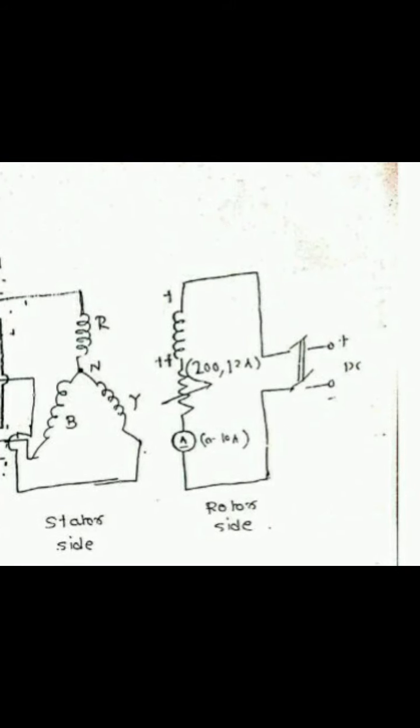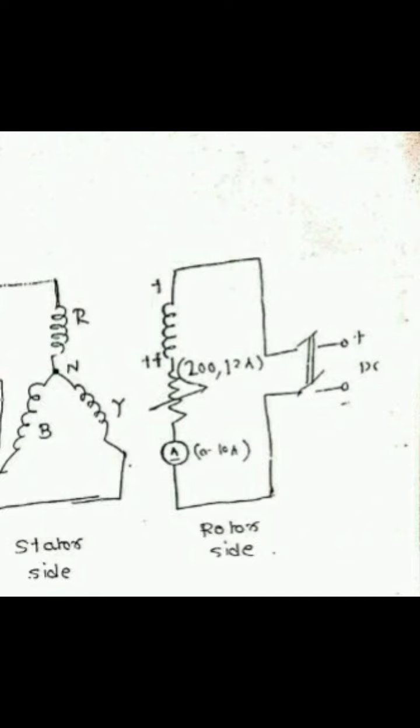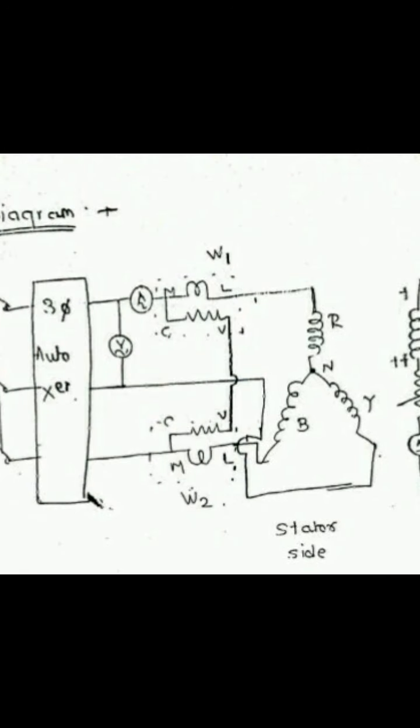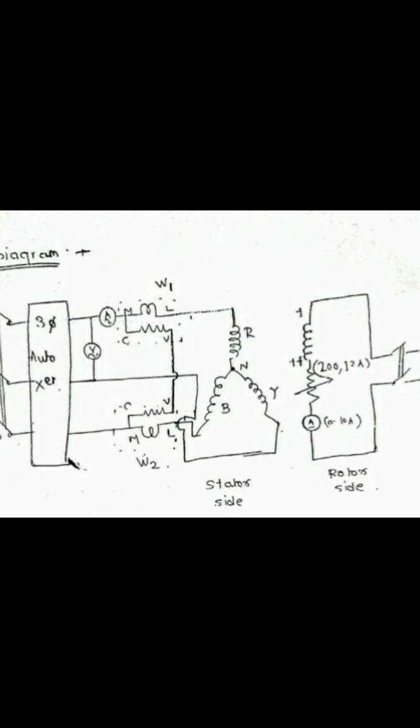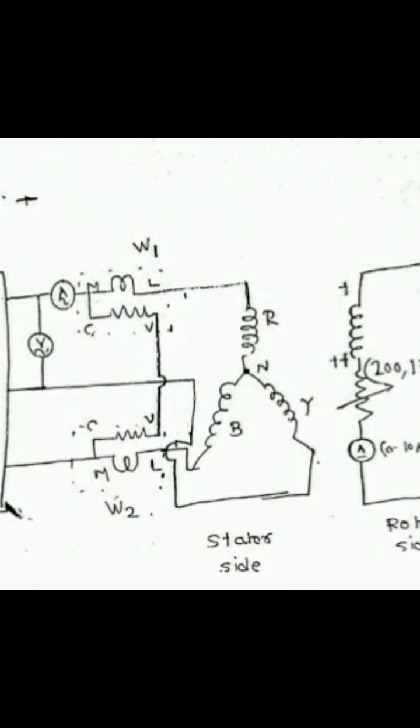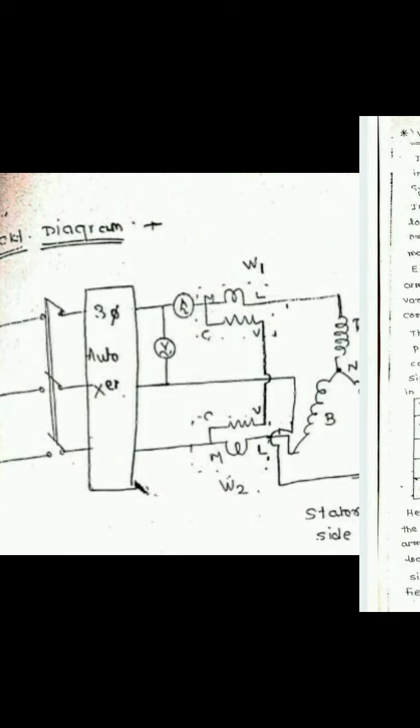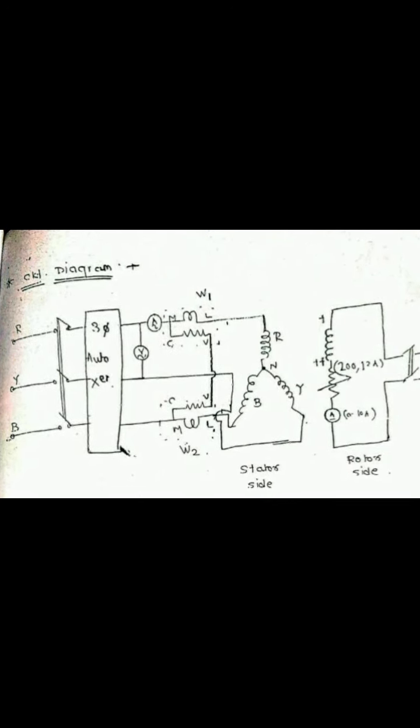As shown in the figure, DC supply is given to the field, that is F and FF. The rheostat is connected for limiting the value of the field current. The rating of that rheostat is 12 ampere, and for measurement of the field current, we connect one ammeter in series with the field circuit of the synchronous motor. So we can get the value of the armature current, which is connected in series with the stator side, and the field current, which is connected at the rotor side.